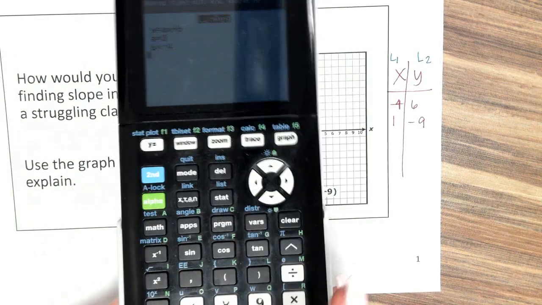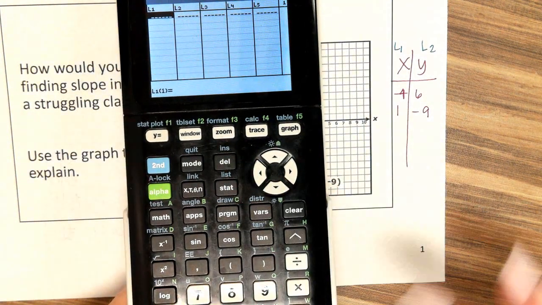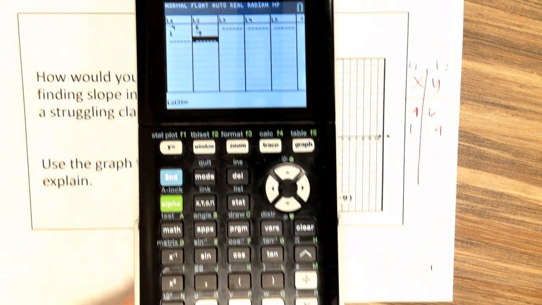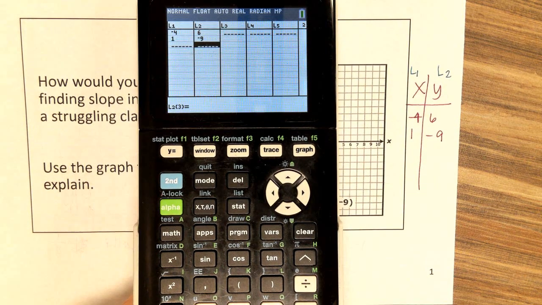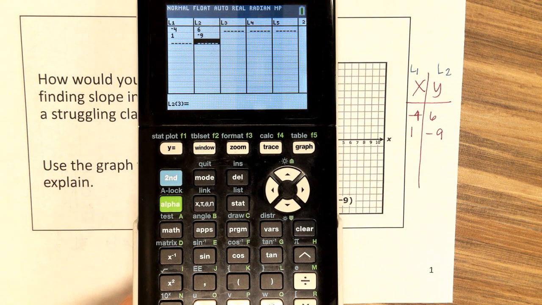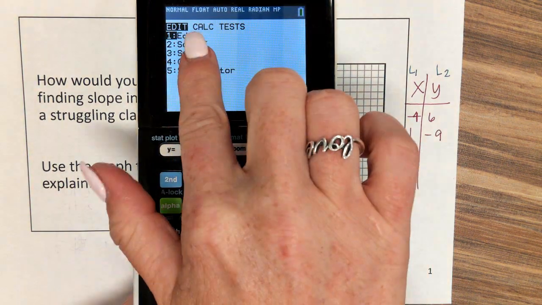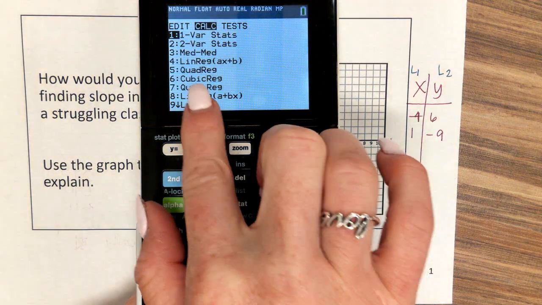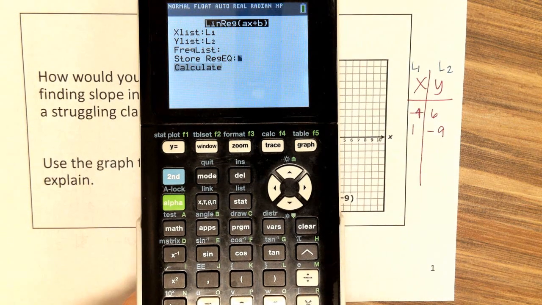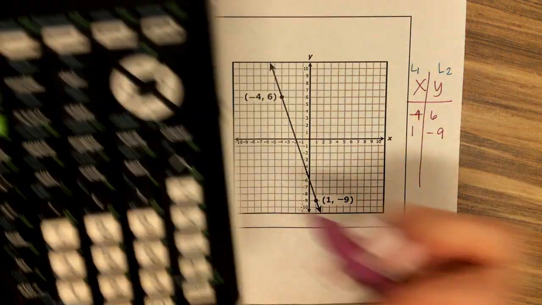So let's go put it in. Stat Edit, and then put in -4, 1, and put in 6, -9. Everybody should be putting it in with me. Now where do I go? Stat, tab over to Calc, and option 4 is linear. That's the only one we use in here. And then just hit enter until it gives you the answer. So the slope is -3, so I'm going to call it M.